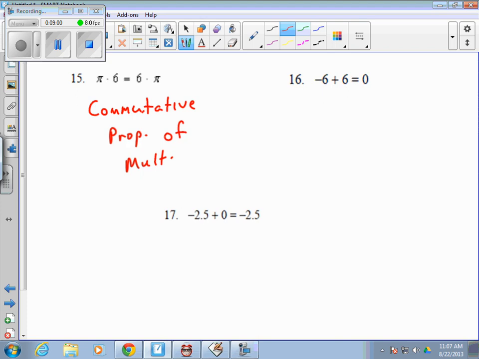16 says negative 6 plus 6 equals 0. Think about what it was to start and what it is to end. If it cancels it out, which it does in this case, then it's the inverse operation. People get inverse operation or inverse property of addition would be better to write, I guess.